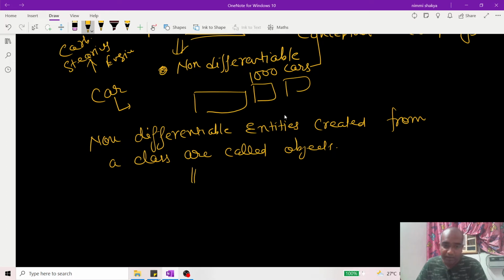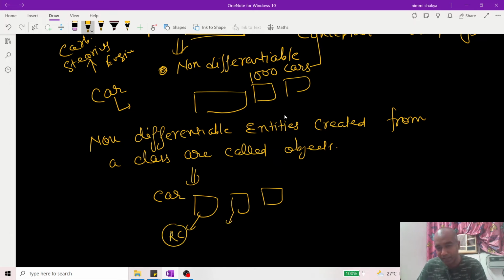But again, take the example of car. You have created a number of cars. Now these cars are in the market. Now every car has a number plate, every car has an RC. Every car has a registration number. That number that you see on your car, that is the registration number. So if every car has a registration number, that registration number is what? It's unique. No two cars could have the same registration number.